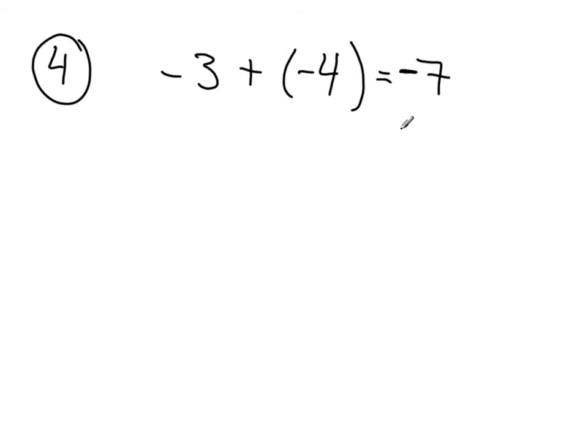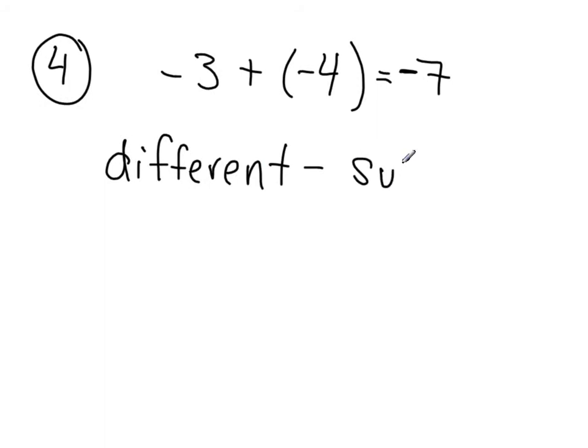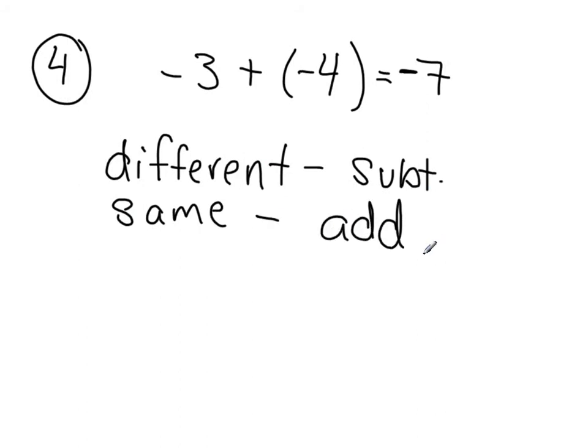Let me recap that. So when the signs were different, we did a difference, right? Oops, I can't spell because I was thinking about different. So when the signs are different, we subtract. When they are the same, we add. And we always keep the sign of the bigger absolute value. For same, when we add them, we just keep the sign of both of them.